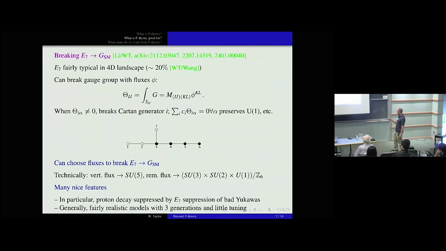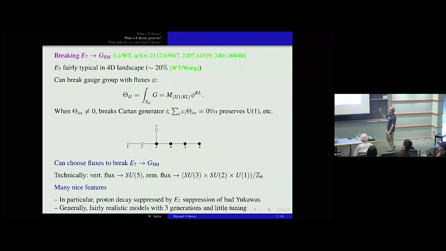But a couple nice things about this are that proton decay, the dimension 4 and dimension 5 proton decay operators are suppressed automatically in this model because they are not invariant under the E7. So there's kind of a hidden suppression where certain Yukawas, which look okay under this gauge group, are exponentially suppressed by the broken E7. So these are kind of nice models, and it's easy to get 3 generations. You just get some Diophantine equations, which it's really easy to get 3 generations.